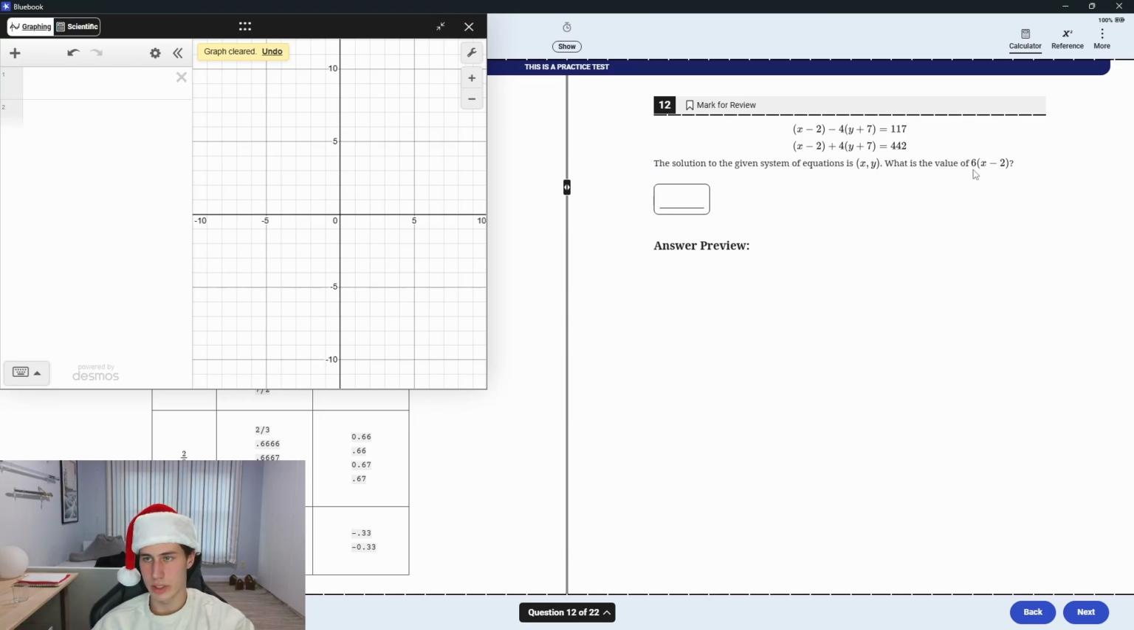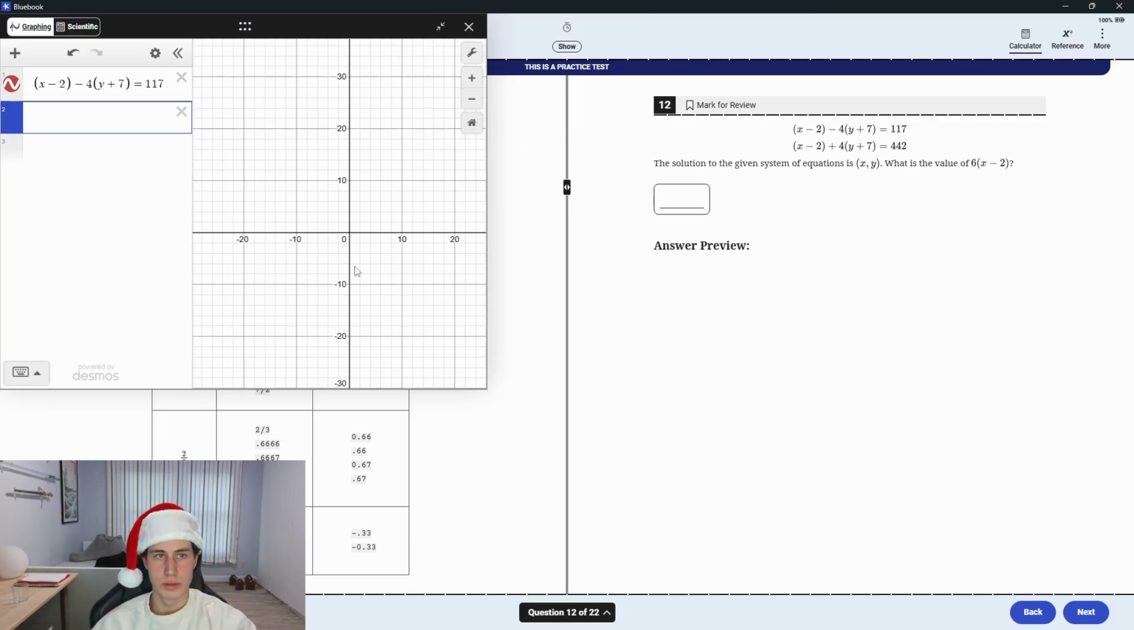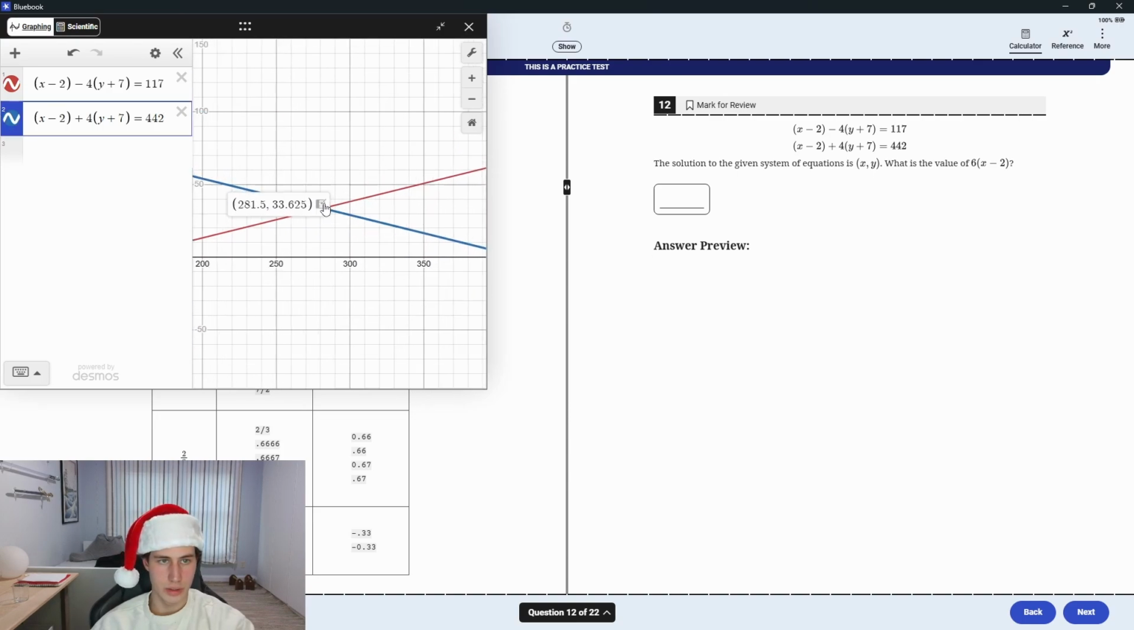The solution to the given system of equations is x, y. What is the value of 6 times x minus 2? So let's find the solution, I guess. So let's graph the 2 points and see where they intersect on the line. x minus 2 plus 4 plus 7. And here they're going to intersect at here.